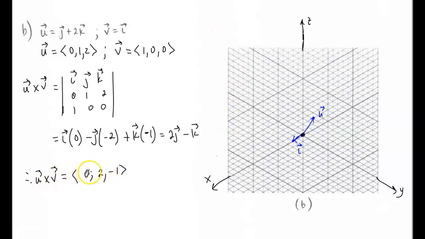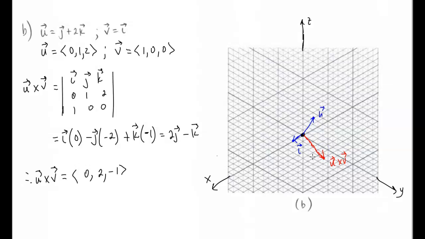u cross v will be 0, 2, negative 1. So 0 in the x direction, 2 in the y direction, and then here in the z direction. All right, and so this will be where u cross v will be, and we will just connect that vector there. So that's what that would look like.